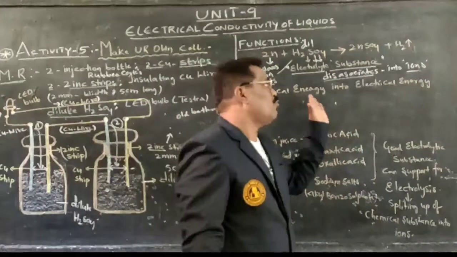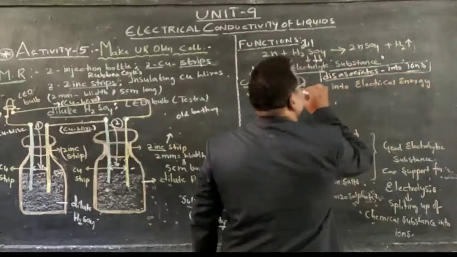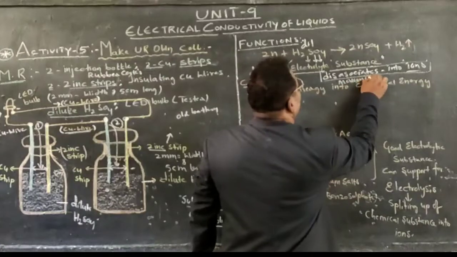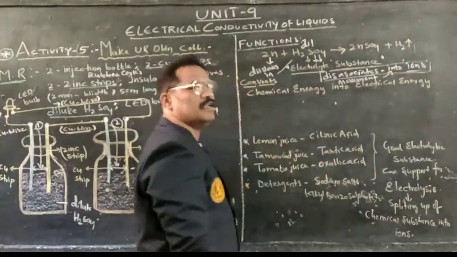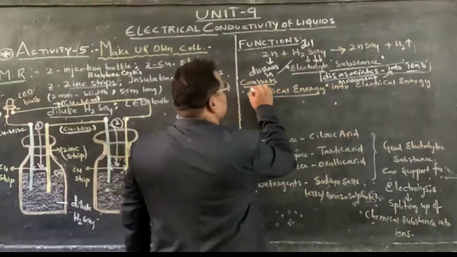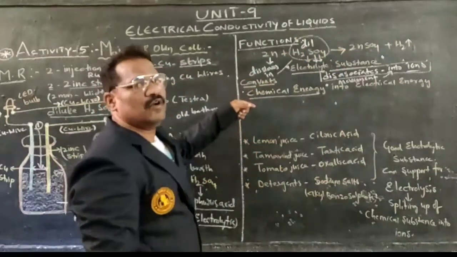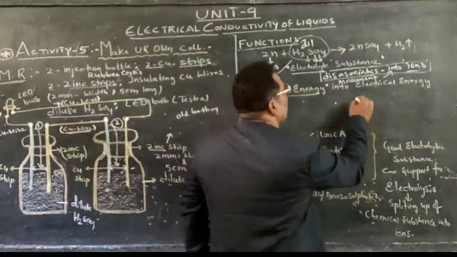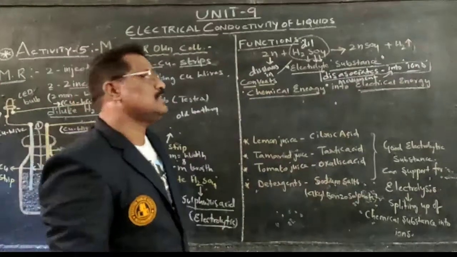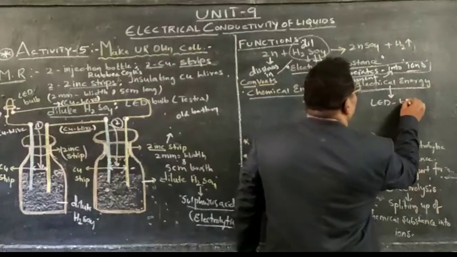Between the two electrodes, the movement takes place. Due to that movement of the ions, splitting up in the form of ions is taking place, and simultaneously movement of ions is also taking place. As the movement of ions is taking place, then what happens? That chemical substance called dilute sulfuric acid is converting the chemical energy into electrical energy. Converting chemical energy into what? Electrical energy.